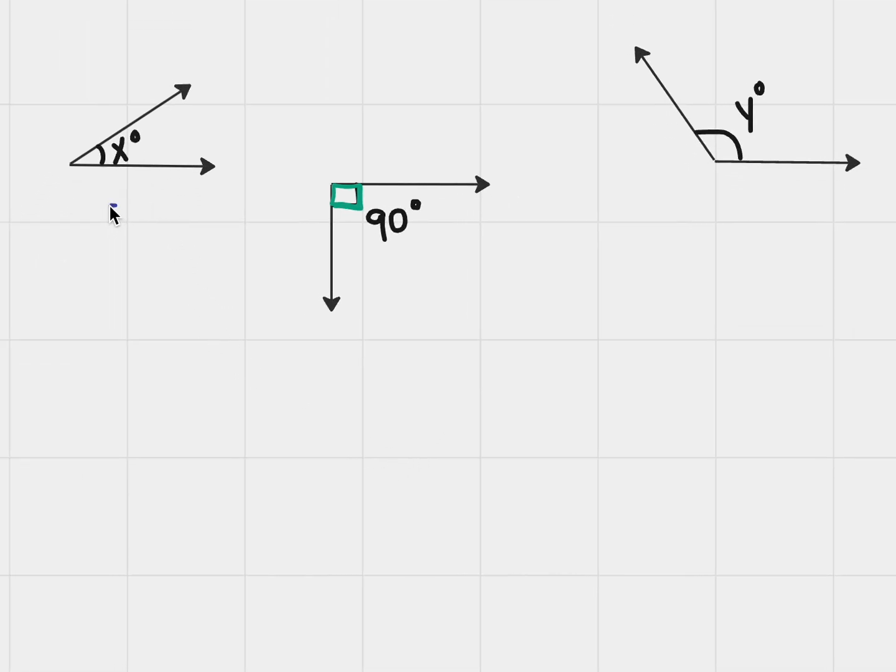Here we see an acute angle. Here we have a 90-degree angle, or a right angle, and you can also see this little square here that shows you this is a 90-degree angle. And we have an obtuse angle here, anything more than 90 degrees. And you can also have a straight angle, which is just a straight line, and it is 180 degrees.